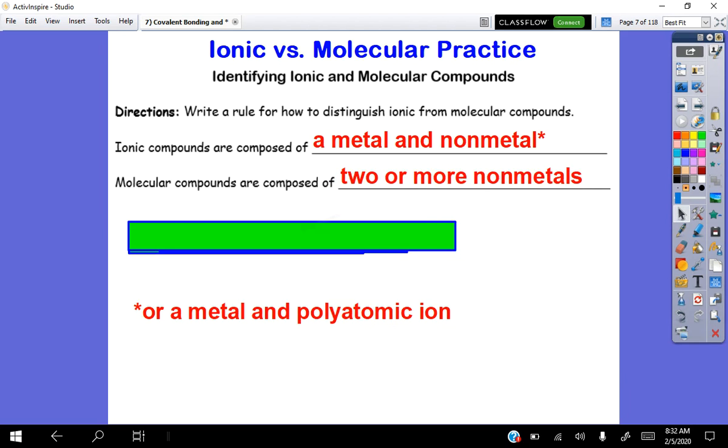When we're talking about molecular compounds, again, that's two or more nonmetals, so something like CO2 or water. Those things are both molecular or covalent compounds.